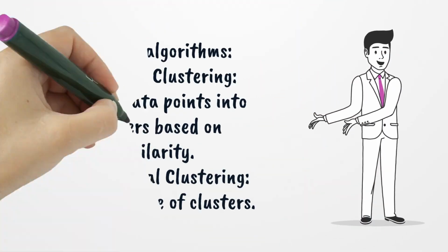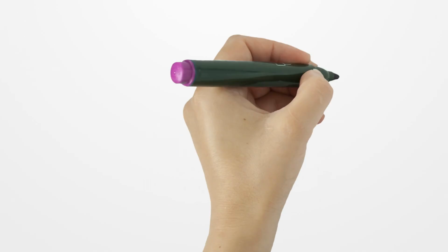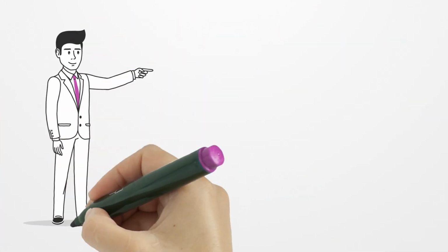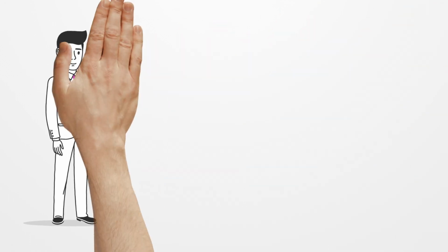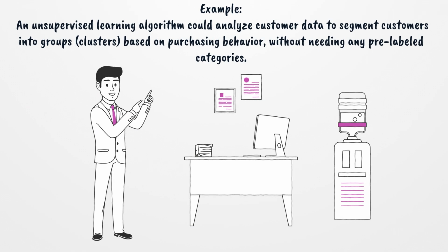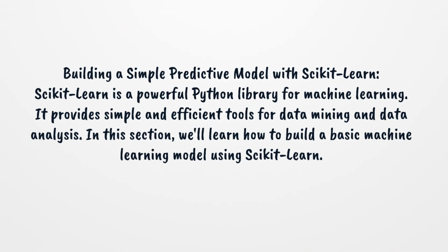Common algorithms. K-means clustering, groups data points into clusters based on similarity. Hierarchical clustering, creates a tree of clusters. Principal component analysis, PCA, reduces the dimensionality of data to identify the most important features. Autoencoders, used for unsupervised learning, especially for anomaly detection and data compression. Example: an unsupervised learning algorithm could analyze customer data to segment customers into groups, clusters, based on purchasing behavior, without needing any pre-labeled categories. Building a simple predictive model with Scikit-learn.